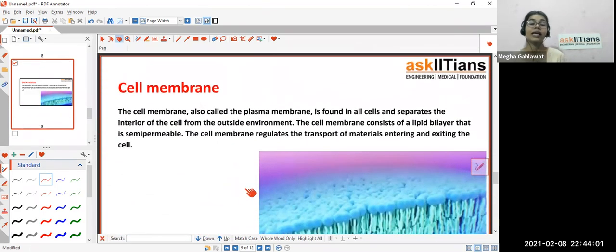Now see, the cell membrane is also called the plasma membrane, which I did tell you about while we were discussing the previous slide. It is found in all the cells, and it separates the outside environment and the components of the cell. It is like a thin covering, separating the outer environment and the inner component of the cell. And now I'll be discussing what it is made up of.